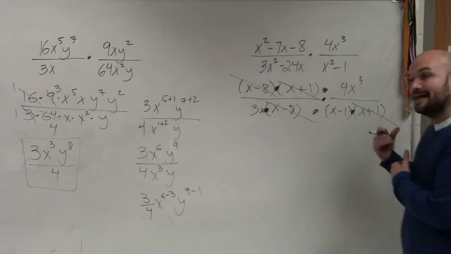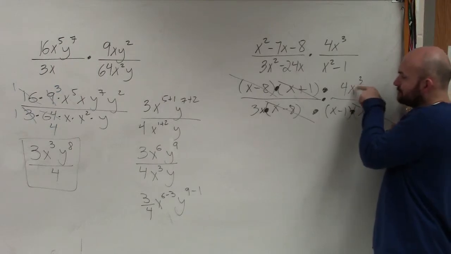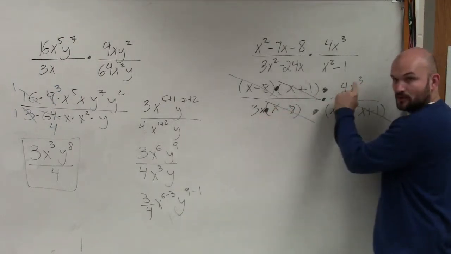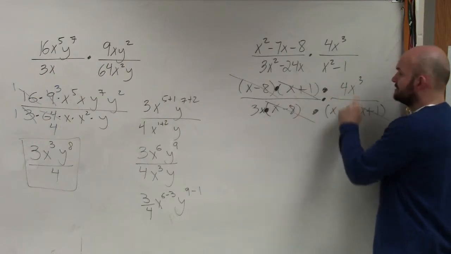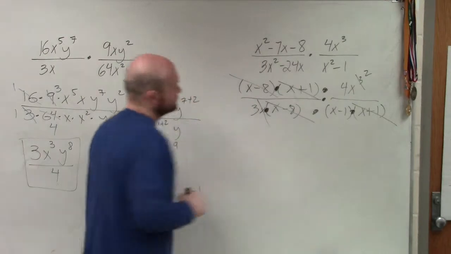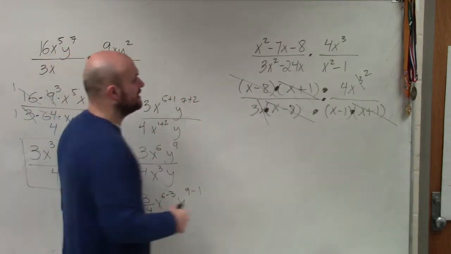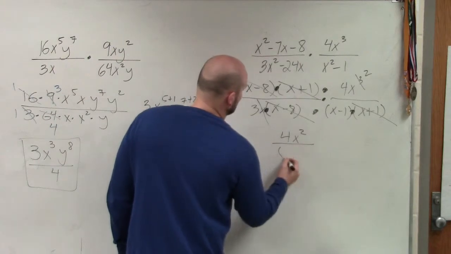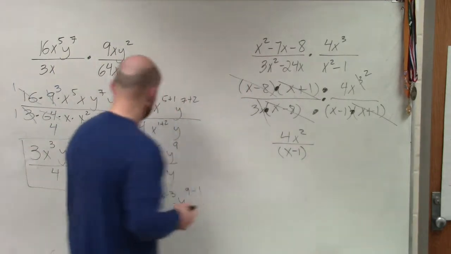The last thing I notice is I have x cubed divided by x. Again, these are separated by multiplication, so that's going to reduce down to x squared. So my final answer is going to be 4x squared all over x minus 1.